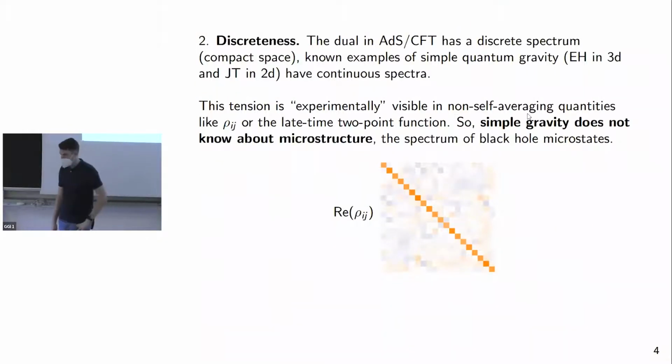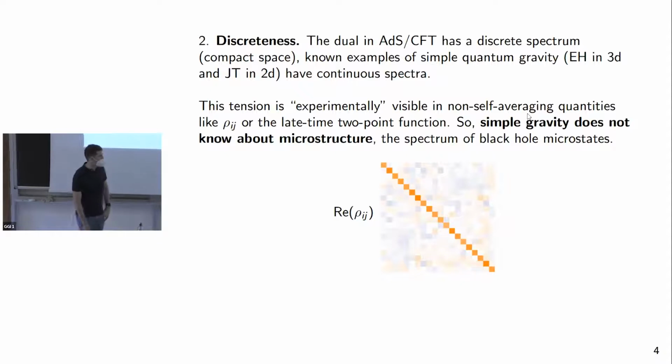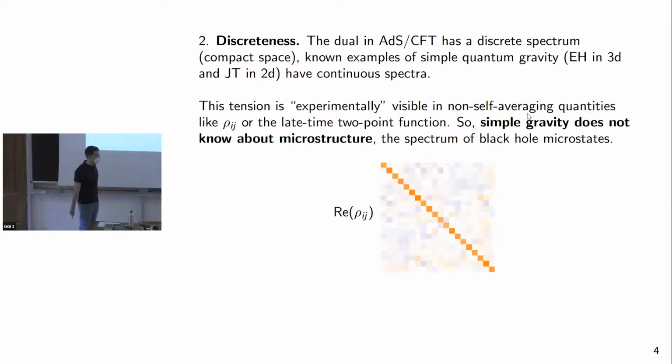A second problem, which is related, and solving one kind of solves the other, is discreteness. The dual in AdS/CFT has a discrete spectrum, but the examples that we know of simple models of quantum gravity, like certainly JT gravity and probably also Einstein-Hilbert gravity in 3D, have a continuous spectrum.